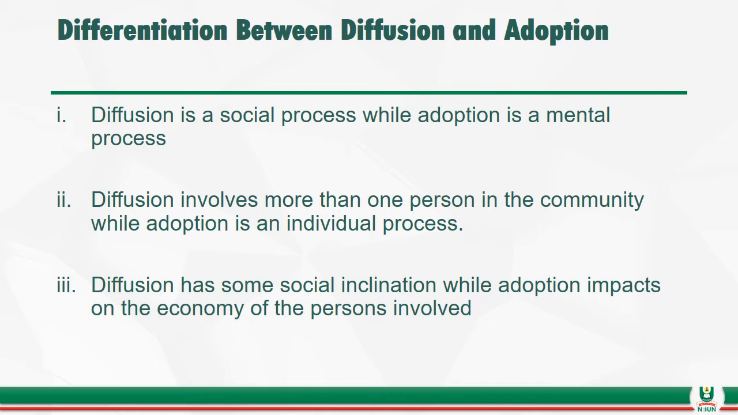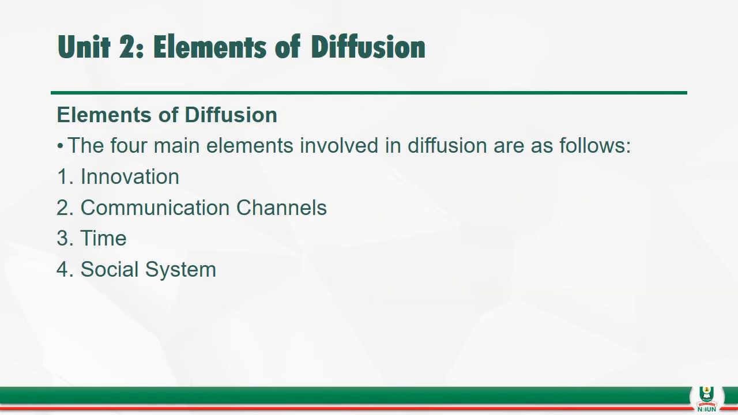Number two, diffusion involves more than one person in the community, while adoption is an individual process. Yes, adoption is done by individuals, while in diffusion, people come together and have this technology or this innovation reaching them. Diffusion has some social inclination, while adoption impacts on the economy of the persons involved.